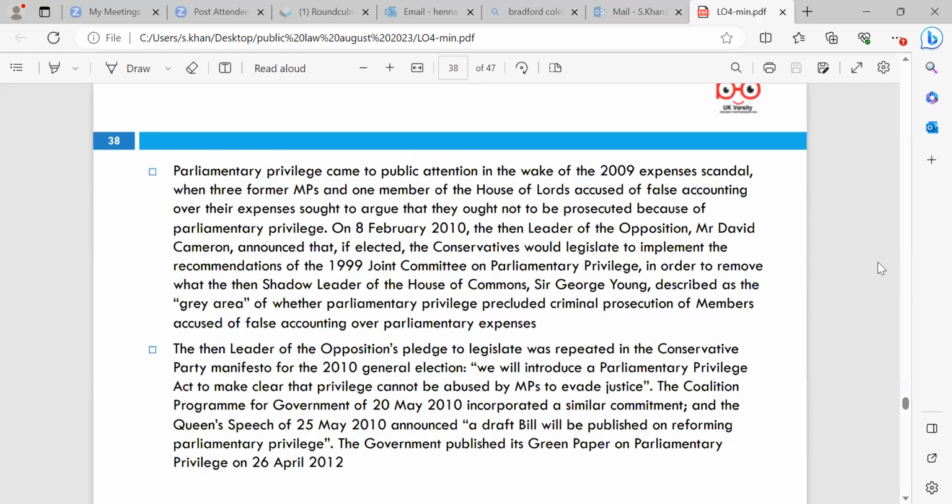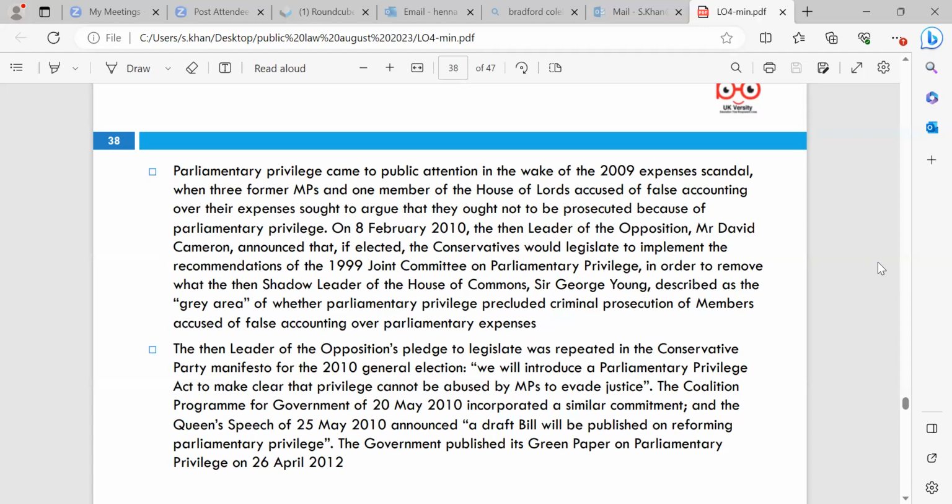Parliamentary privilege came to the public attention in the wake of the 2009 expenses scandal, where 3 former MPs and 1 member of the House of Lords, accused of false accounting over their expenses, sought to argue that they ought not to be prosecuted because of parliamentary privilege. So what was happening was MPs were claiming false expenses for their MPs' duties, parliamentary privilege.